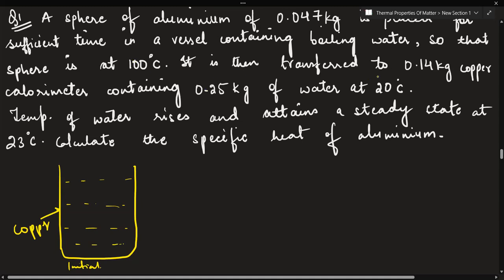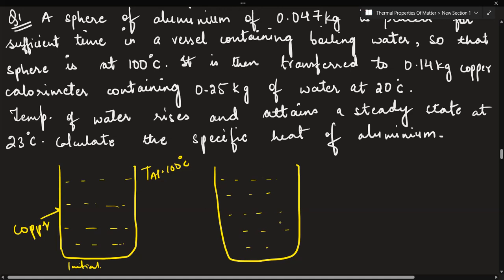Now see, it is then transferred to a 0.14 kg copper calorimeter, which contains 0.25 kg of water. Means it is transferred into another container. And what was the temperature of aluminium? Aluminium's temperature was 100 degrees Celsius. The sphere is made up of aluminium only. Now this is the copper calorimeter whose weight is 0.14 kg. And what is the mass of water inside it? That is 0.25 kg. So it says that the temperature of water rises and attains a steady state at 23 degrees Celsius. We have to calculate the specific heat of this aluminium.